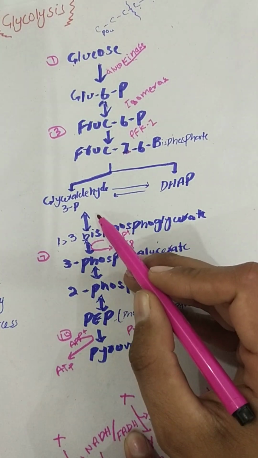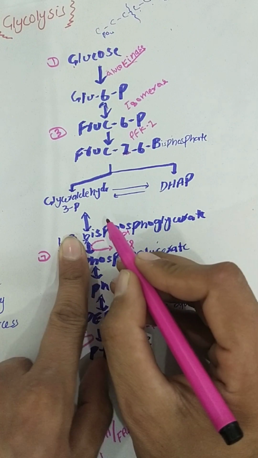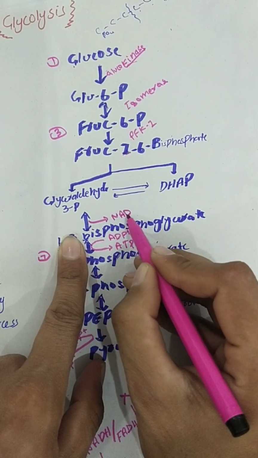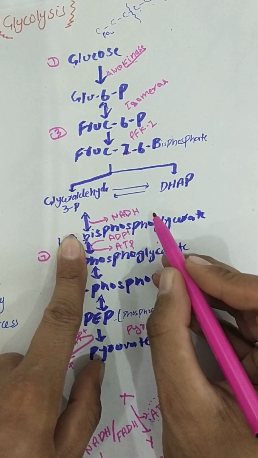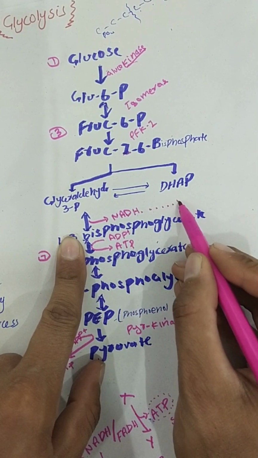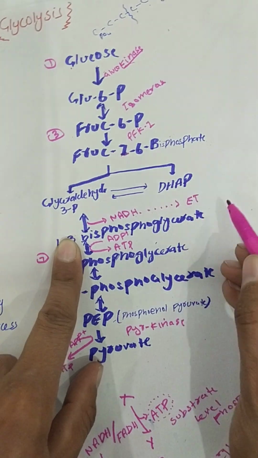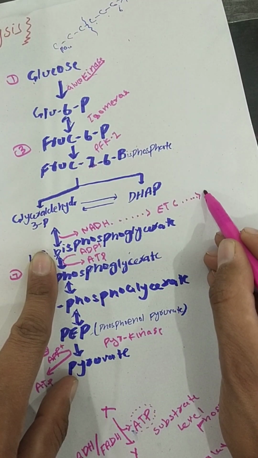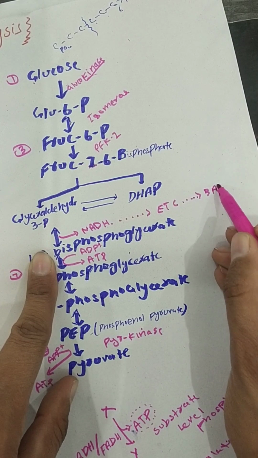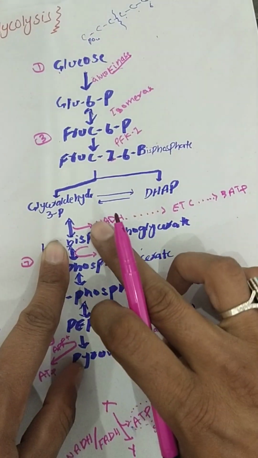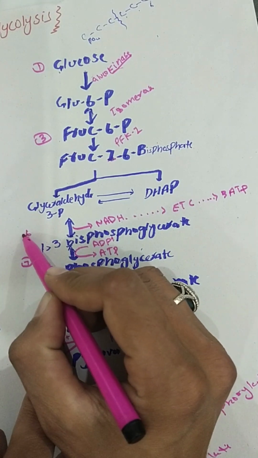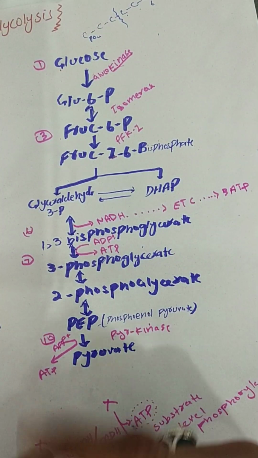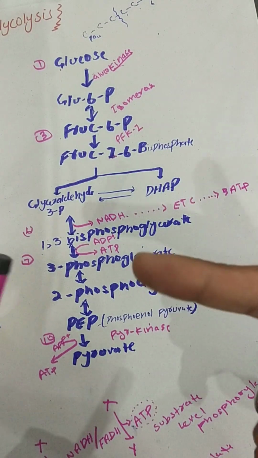But in step 6 we have formation of NADH. Then this NADH will go to the electron transport chain and make ATP there, 3 ATP from NADH. Okay, so this reaction number 6 is the reaction in which oxidative phosphorylation will occur, not substrate level phosphorylation.